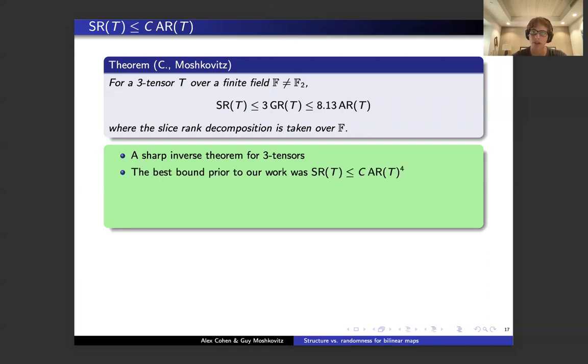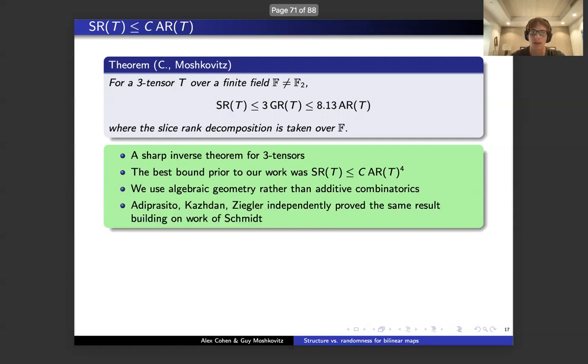The best bound prior to this work, as I mentioned, was slice rank is less than or equal to a constant times analytic rank to the 4th power. And the techniques we use are very different from the usual techniques for this problem. So the usual techniques are things like additive combinatorics, structure versus randomness decompositions, Fourier analysis, and instead we use algebraic geometry, derivatives, tangent spaces, and the local picture. I'll also mention that Adiprasito, Kazhdan, and Ziegler independently proved the same result building on work of Schmidt.